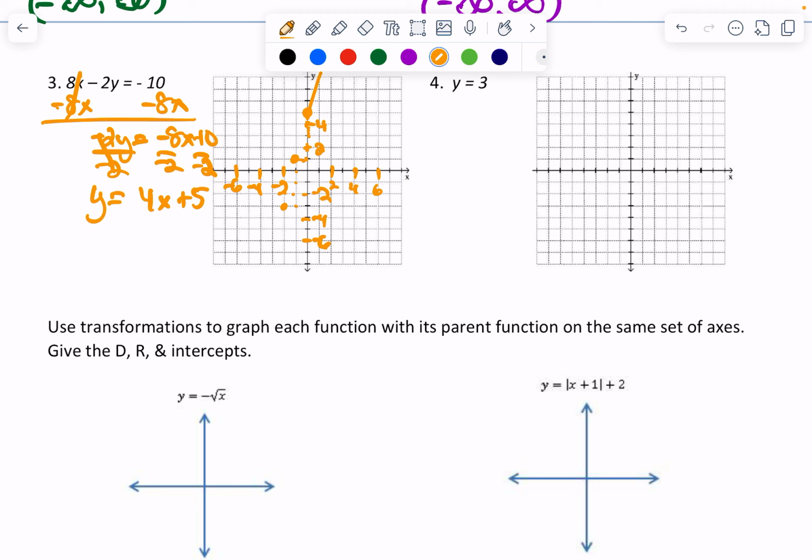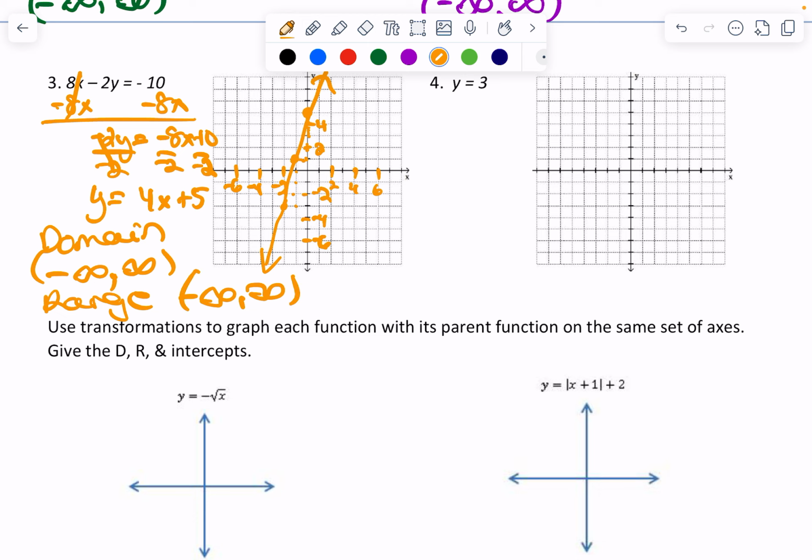Okay, now, oops, that's not a straight line. We'll see how, okay, I was able to. 1, 2, 3, 4. There we go. Okay, for this one, our domain is going to be all real numbers. And our range, same thing. Again, it is a linear function, so it is all real numbers.